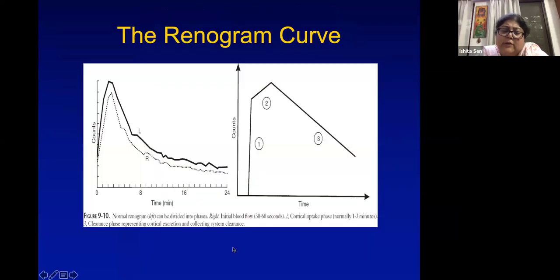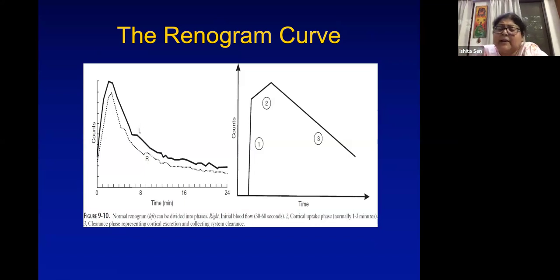So what is a renogram curve? A renogram curve is nothing but a line diagram which shows you the transit of the tracer through the kidney. You can see you have the time here and you have the activity here. Activity means that since technetium is a radioactive substance, technetium DTPA, when it is injected into the patient, it emits certain photons. And these photons are then picked up by the gamma camera.